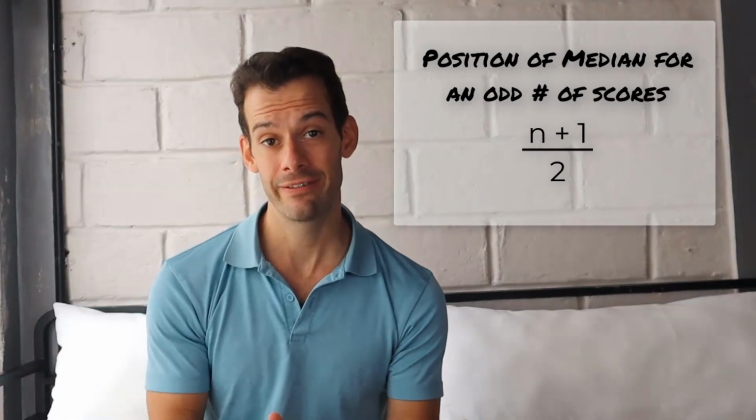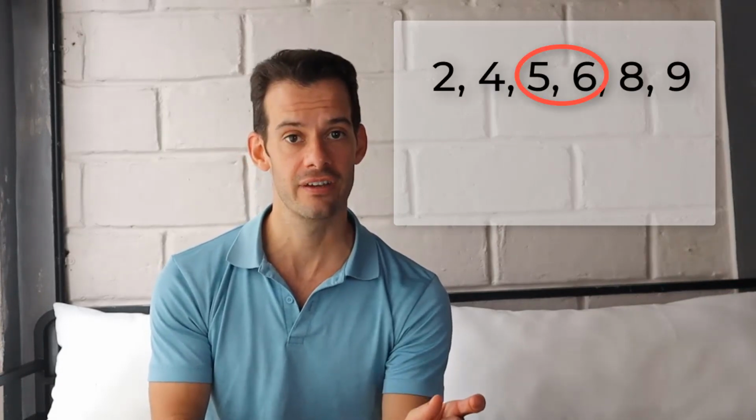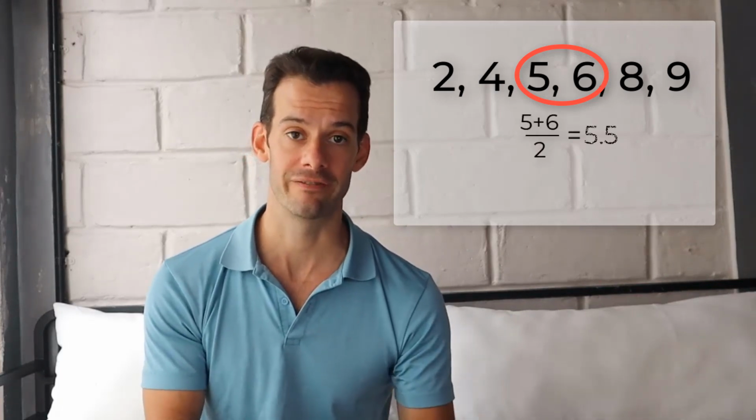Now, if we have an even number of scores, then there'll be 2 scores that fall in the middle. And so what we'll do is we'll take the mean of those 2 values, and that will be our median. So if we had 6 scores, like 2, 4, 5, 6, 8, 9, we would see that the 2 in the middle are 5 and 6. And so we would take the mean of those and get a median of 5.5.